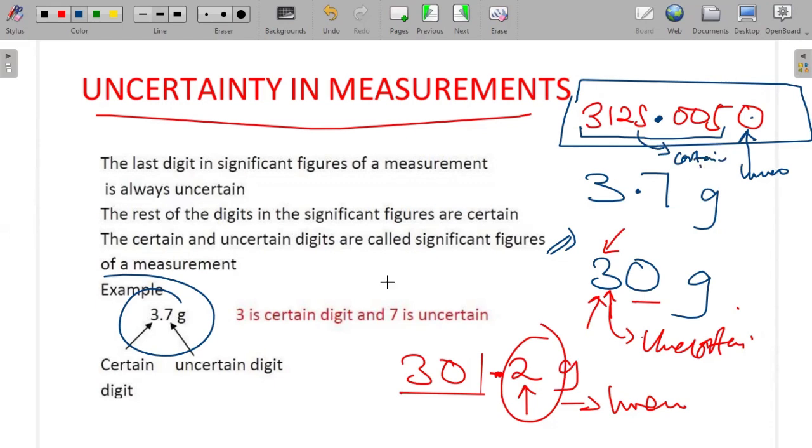Knowing your uncertain digit will help us now find the range of uncertainty. From the uncertain digit, we'll be able to come up with the lower reading and the higher reading, and then we are going to come up with the uncertainty. It can also help us find the range of uncertainty. That's what I want us to focus on here.